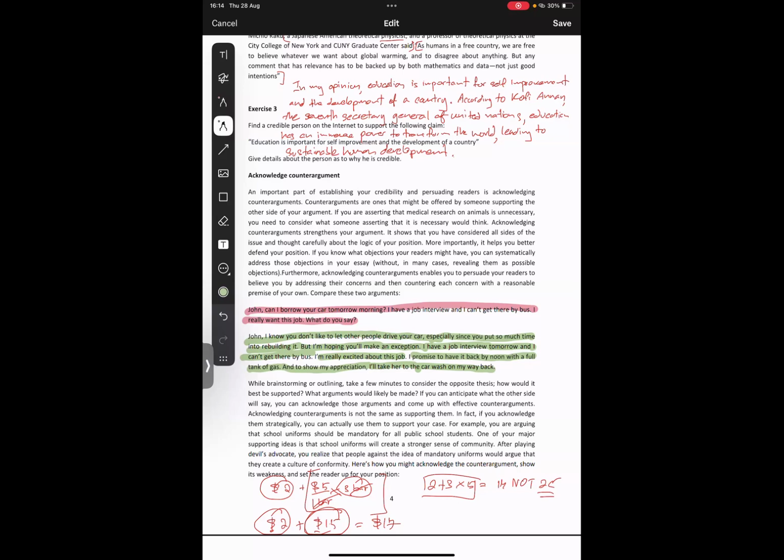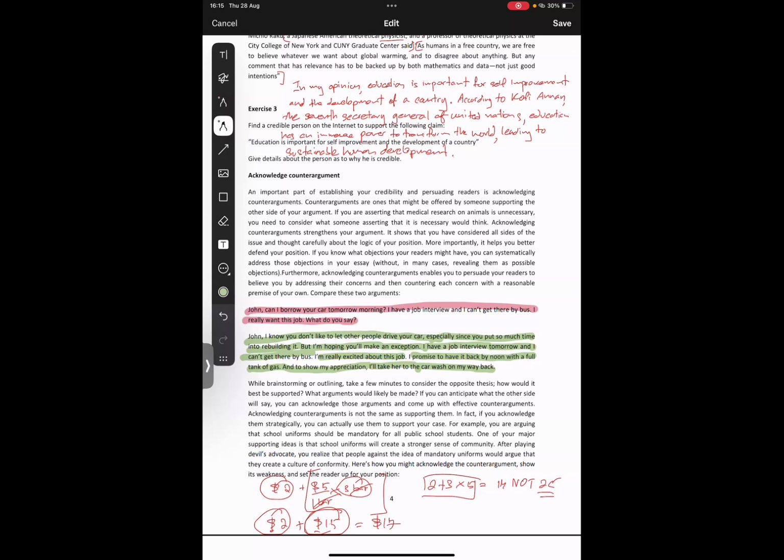So he tells John that, hey, I understand that you really loved your car, but don't worry, I'll return it back here as soon as possible, and I'll wash it for you. Okay, and I'll fill it up too.